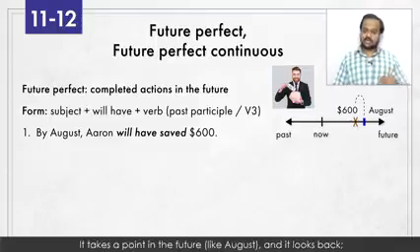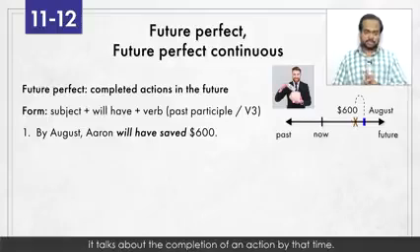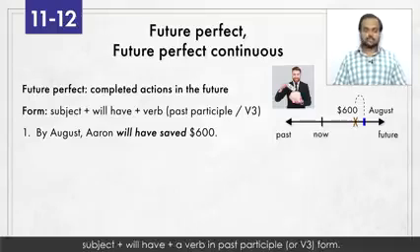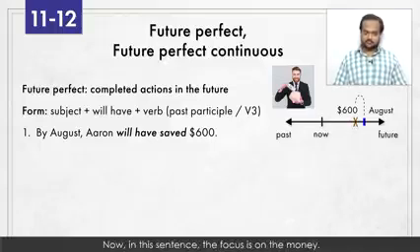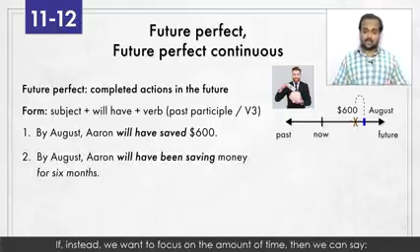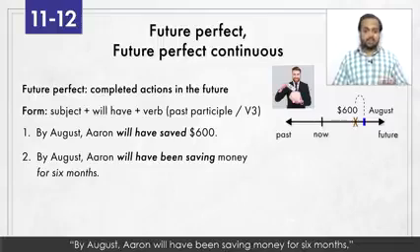It takes a point in the future, like August, and it looks back. It talks about the completion of an action by that time. We make this tense with a subject plus will have plus a verb in past participle or V3 form. Now in this sentence, the focus is on the money. If instead we want to focus on the amount of time, then we can say, by August, Aaron will have been saving money for 6 months.